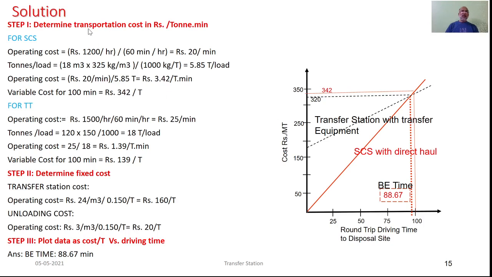The transportation costs associated with the transfer station can be worked out here. This operating cost is worked out as rupees 1.39 per ton per minute. So these two costs are variable costs which are associated with the actual carriage transport of that particular vehicle.